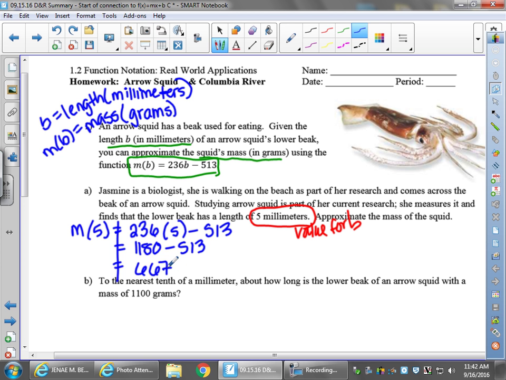So I see people with numbers, which is great, but what's the label? What did you just find? 667 what? We knew the millimeters. What were we trying to... There we go. We were trying to find the grams. So that squid weighed 667 grams.